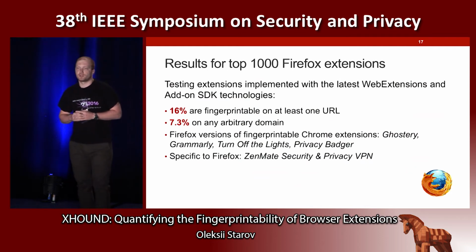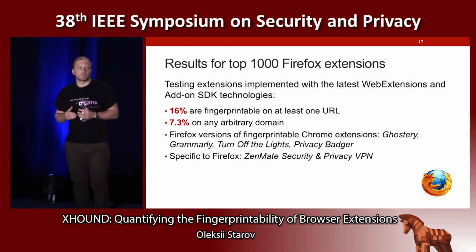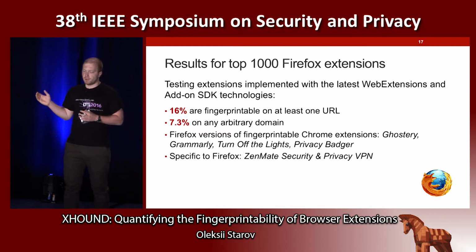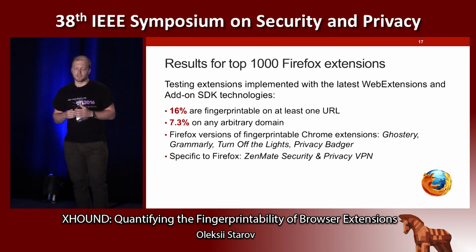We also tested the top 1,000 Firefox extensions. We considered here two latest technologies for Firefox add-ons, namely WebExtensions and the Add-on SDK. And we also got pretty similar fractions. So basically 16% of extensions are fingerprintable on at least one URL, and over 7.3% on any arbitrary domain. And we see as examples Firefox versions of fingerprintable Chrome extensions like Ghostery or Grammarly, and also specific cases for Firefox like ZenMate VPN.